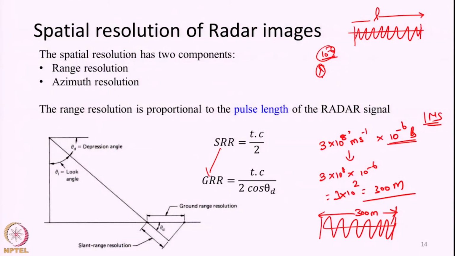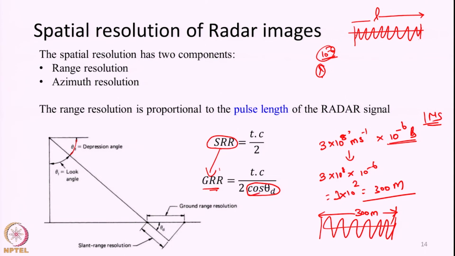In order to convert the slant range to ground range, we can use this look angle formula: tau c by 2 cos theta d, where theta d is the depression angle. Using this formula we can convert the slant range to ground range. If we do this, we will realize the same slant range distance may be there, but the ground range keeps on changing because of this.